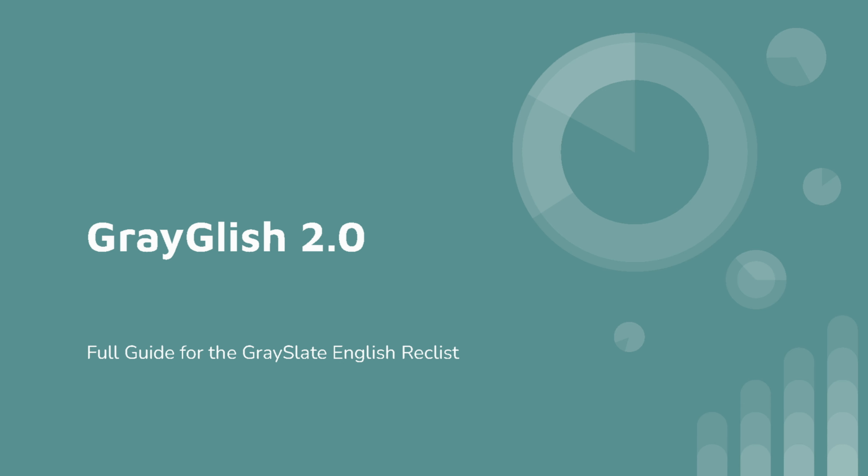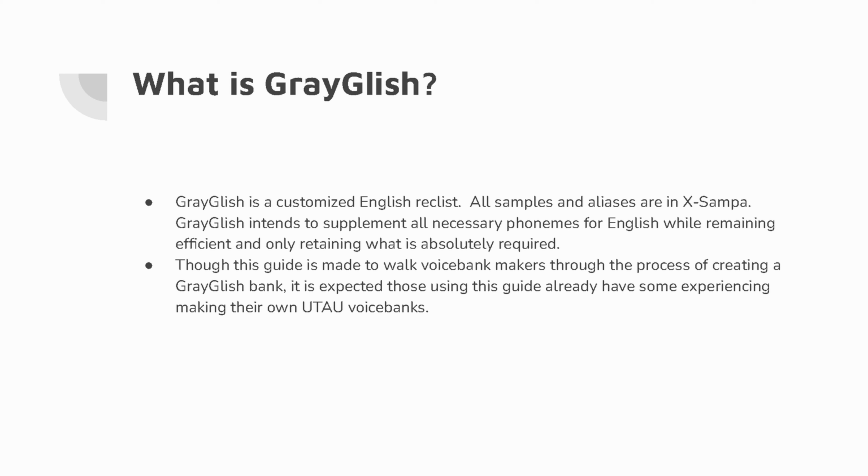This tutorial will walk users through how to create and use Greyglish 2.0 voice banks. Greyglish 2.0 is an alternative reclist to Greyglish 1.0. Though the Xsampa aliasing is the same, Greyglish 2.0 samples are primarily recorded in a two-syllable format as opposed to the longer strings in Greyglish 1.0. This allows for the addition of beginning CVs and a distinction between them and middle CVs.